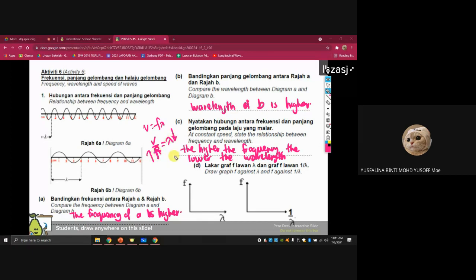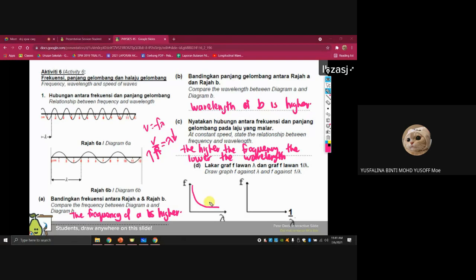If it were directly proportional, when you increase f, the lambda would also increase. But here, when you increase f, the lambda is decreased, so this is inversely proportional. So when you draw the graph f against lambda, the graph should be inversely proportional like this.